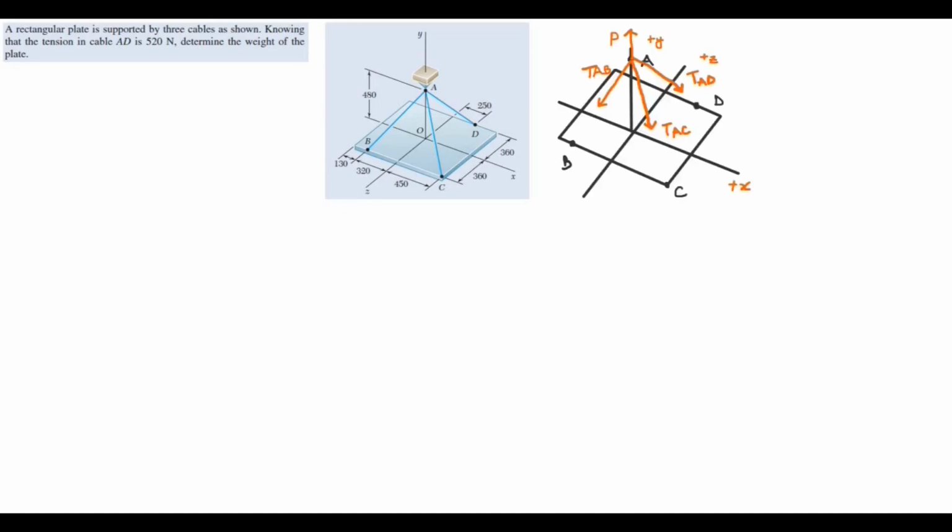For the first step, I'm just going to redraw the coordinate system along with the free body diagram. I've already drawn it out, so I'll just tell you how I did the forces. I drew the free body diagram at point A. We have 3 tensions: tension AB, tension AC, tension AD, as well as a vertical force P. The reason why I drew the vertical force P is because P is equal to the weight of the plate. So if we solve for P, we can find the weight of the plate.